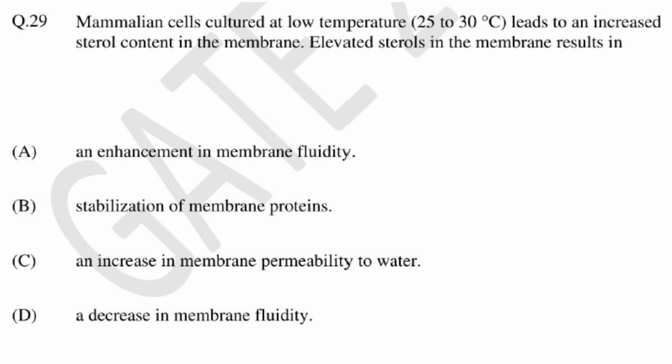Then, mammalian cells cultured at low temperature lead to an increased sterol content in the membrane. So elevated sterols in the membrane result in what? Mammalian cells cultured at low temperature have the tendency to freeze, and this can hinder transport and other cellular functions. To counteract this, the cell increases the sterol content of the membrane. Because of this sterol content, there will be enhancement in membrane fluidity. So the answer is option A.